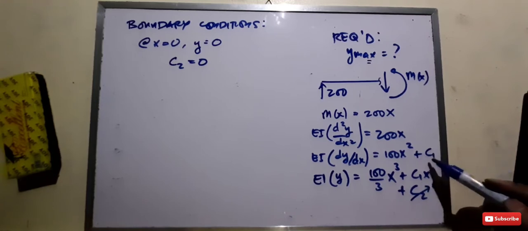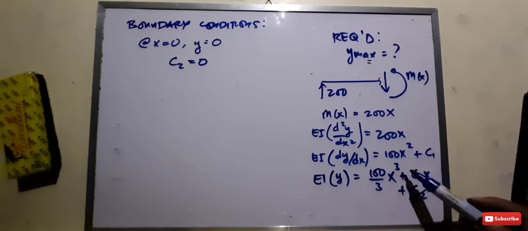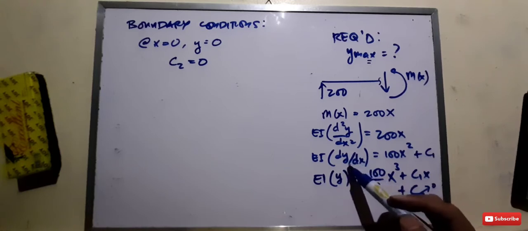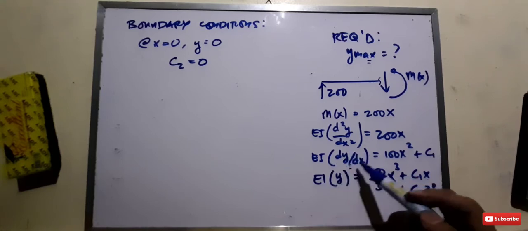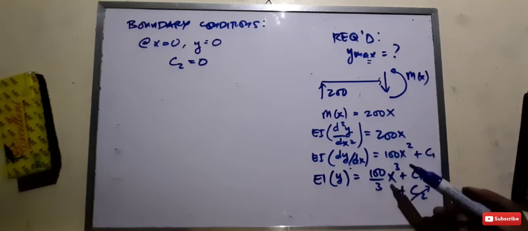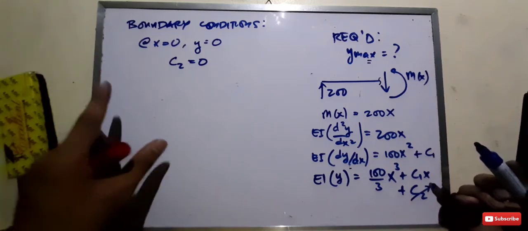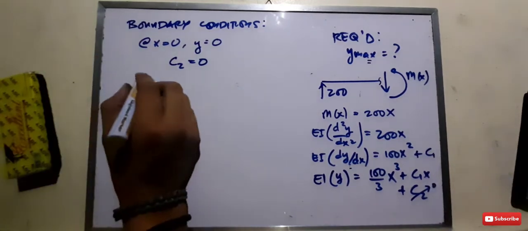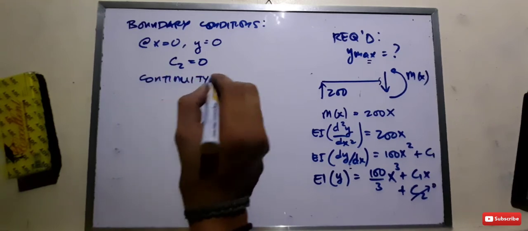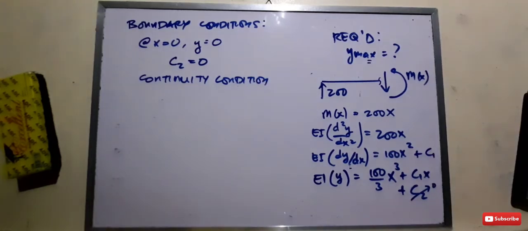Next we need to get c1. Now, we have no other boundary condition available, because we can only identify dy over dx, or the slope, equals 0 right away at a fixed support. So that means the boundary conditions are not enough to solve this problem. We need a continuity condition to solve our problem.